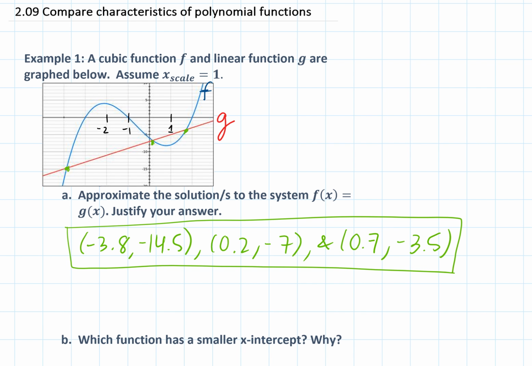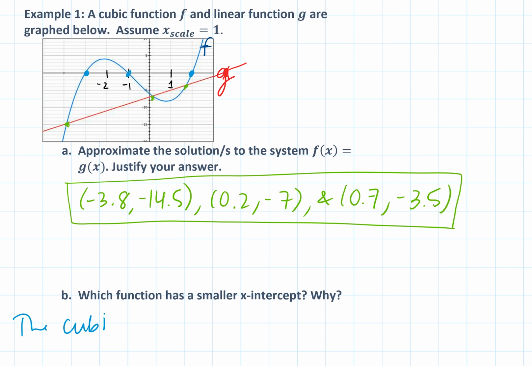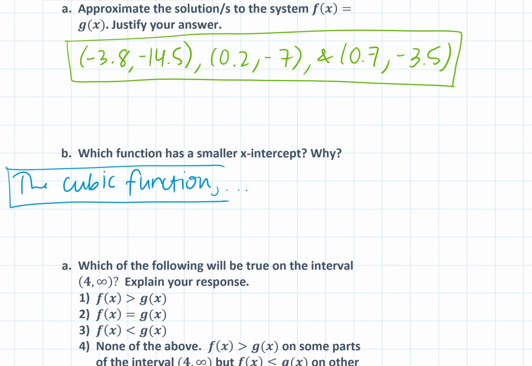You might have estimated slightly different places, but I am looking for approximately the coordinate pairs of these 3 points of intersection. Next, which function has a smaller x-intercept? Interesting. Well, let's take a look here. The linear function, we can't tell where exactly it intercepts the x-axis, but we know it'll be somewhere out here. And the cubic function has a bunch of roots, 3 to be exact. So which has a smaller x-intercept? Well, the cubic function, since it has x-intercepts that are negative and g has only a positive x-intercept. I'll leave you to write the justification.